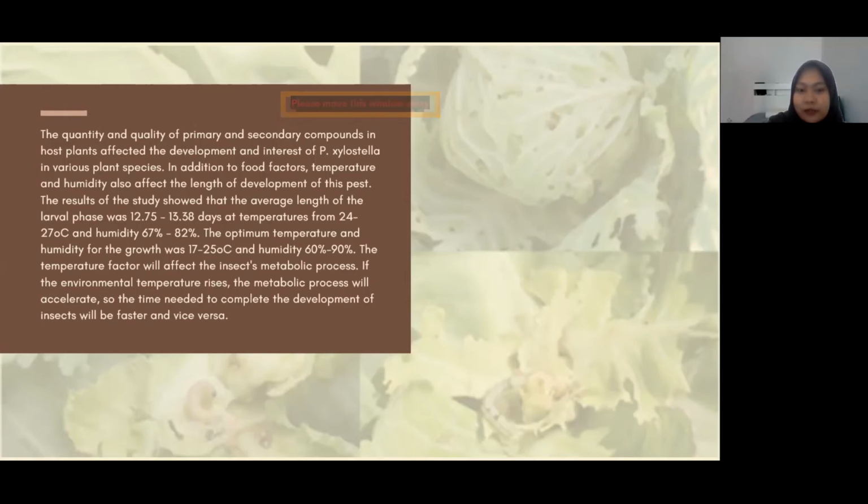67% to 82%. The optimum temperature and humidity for growth were 17 to 25 degrees Celsius and humidity 60% to 90%. The temperature factor will affect the insect metabolic process. If the environmental temperature rises, the metabolic process will accelerate, so the time needed to complete the development of the insect will be faster, and vice versa.